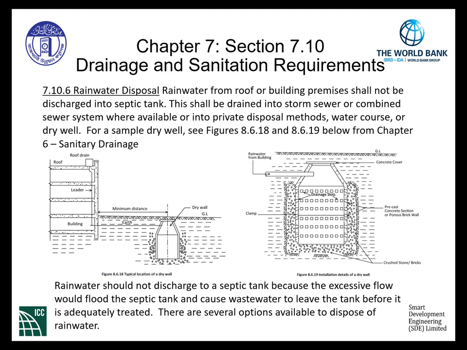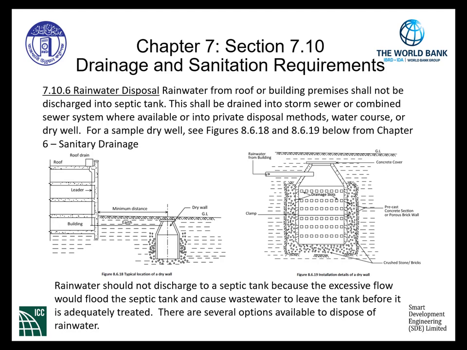Specific to the dry well is the crushed stone or bricks around the outside. We have a precast concrete section or porous brick wall. We have drainage slots, and we have the rainwater from the building entering from the top as part of this particular dry well detail for installation.